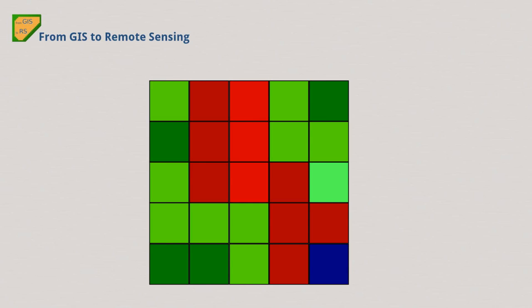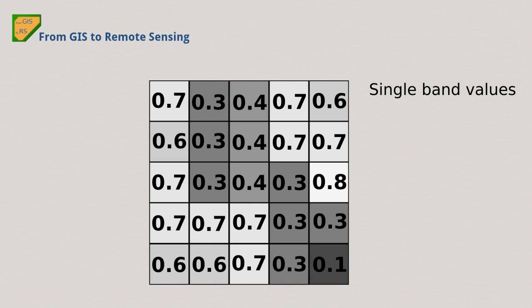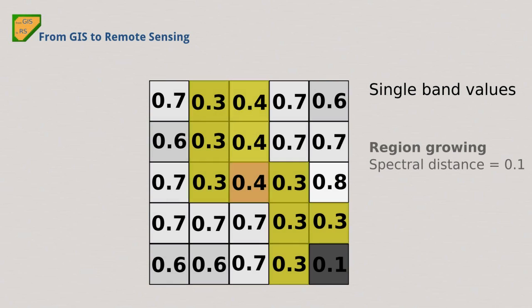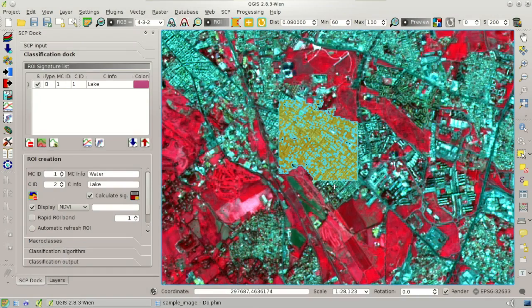And here we can see an example of this. This is an example of a raster with these raster values represented in a single band. So if we click in the center pixel and we set a spectral distance equal to 0.1, we can see region growing will select only these pixels highlighted in orange. So here in the ROI creation we change the macroclass ID, set 2, change the macroclass information, we set built up.